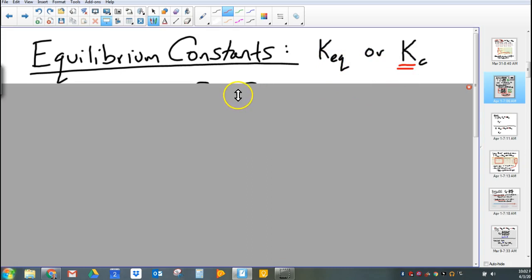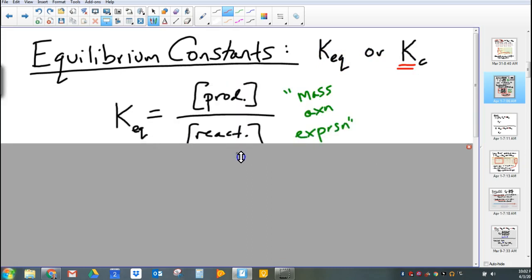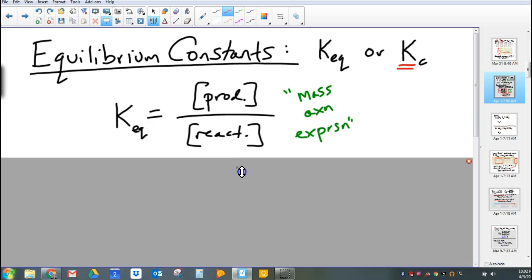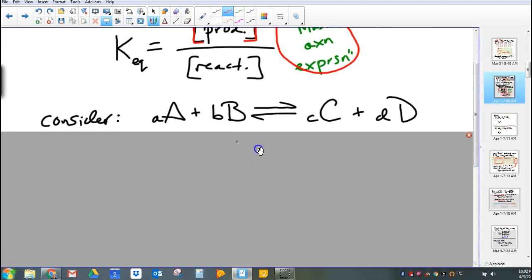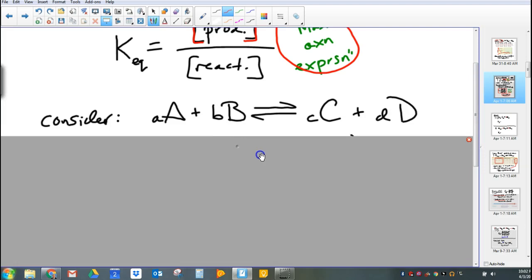The equilibrium constant is a number that is constant, and equilibrium constants are always written this way: the concentration of products over the concentration of reactants. Remember that the brackets mean moles per liter. In the case of gases, it can mean pressure. This is sometimes called the law of mass action, or the mass action expression, products over reactants. And that number is not quite that easy to calculate.